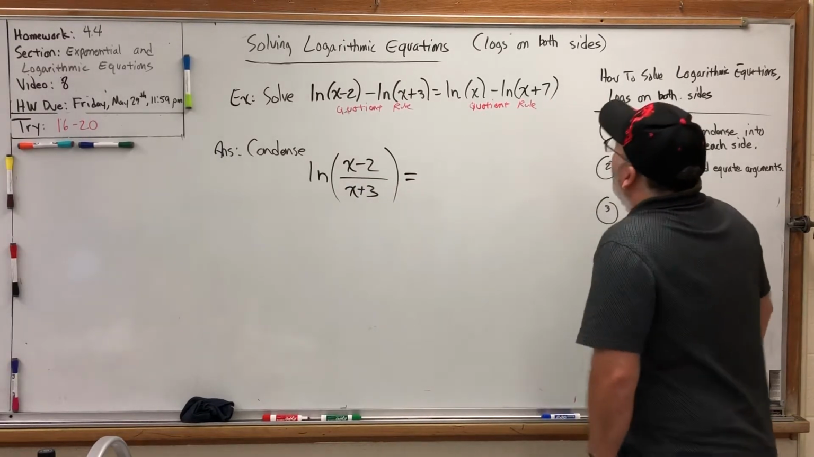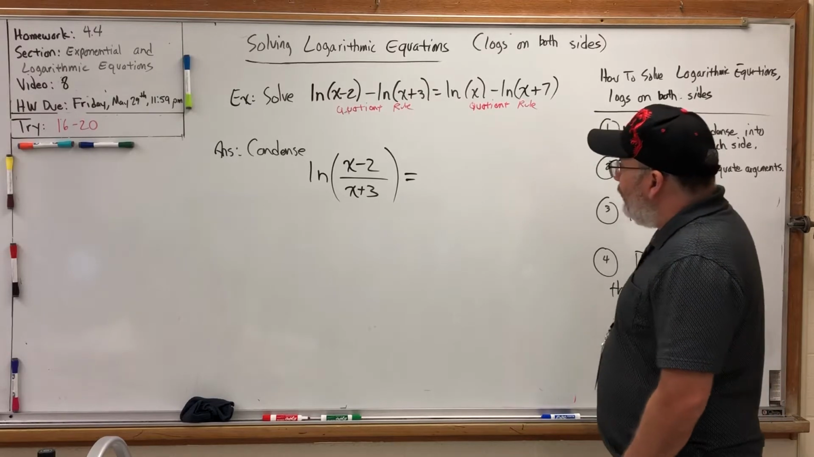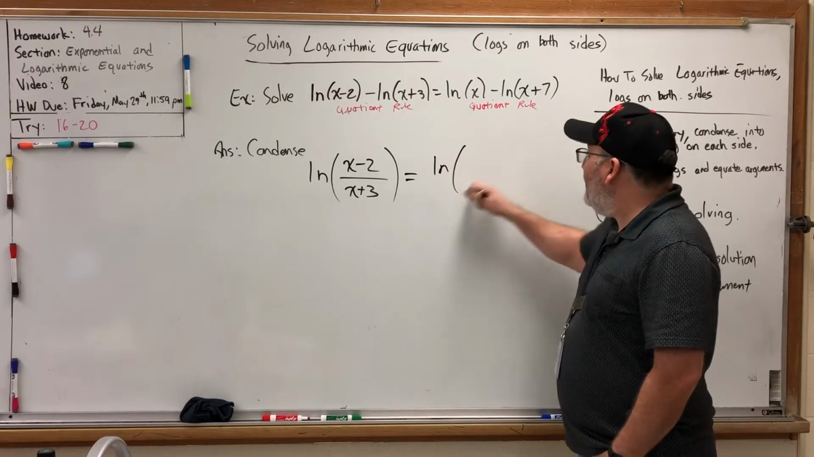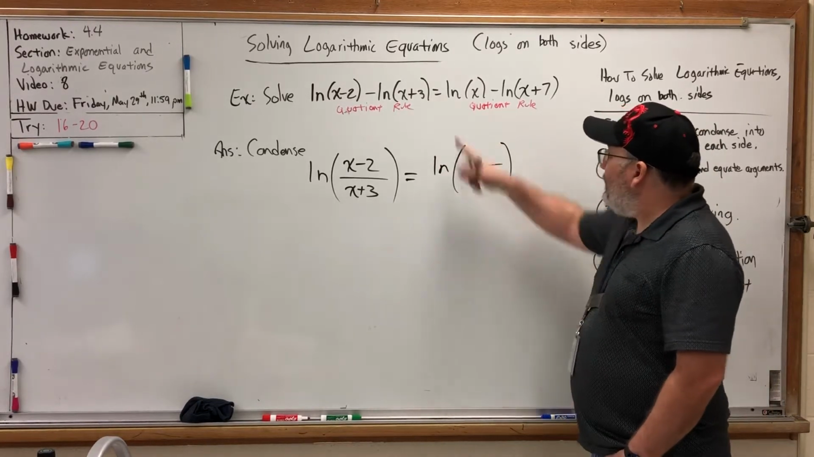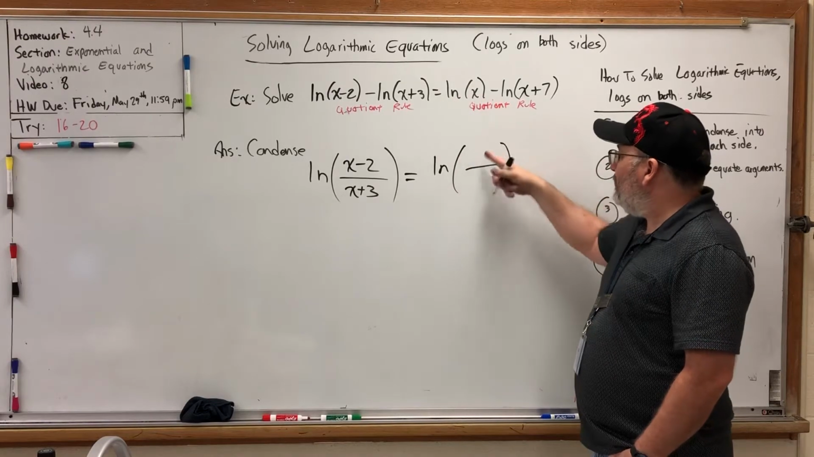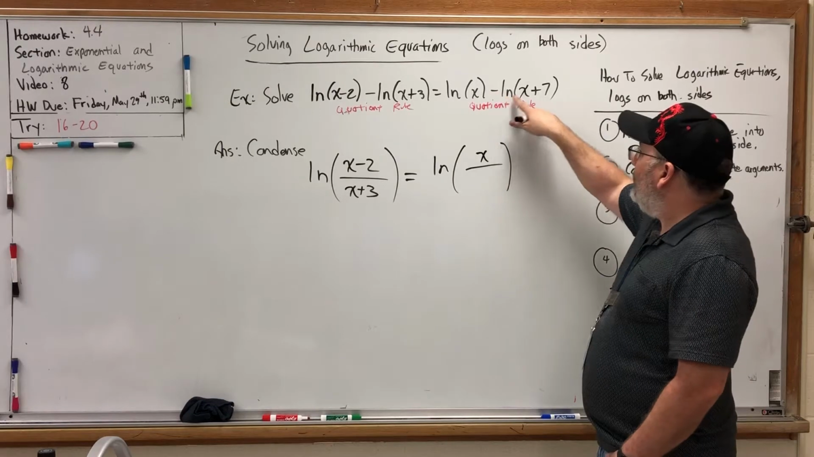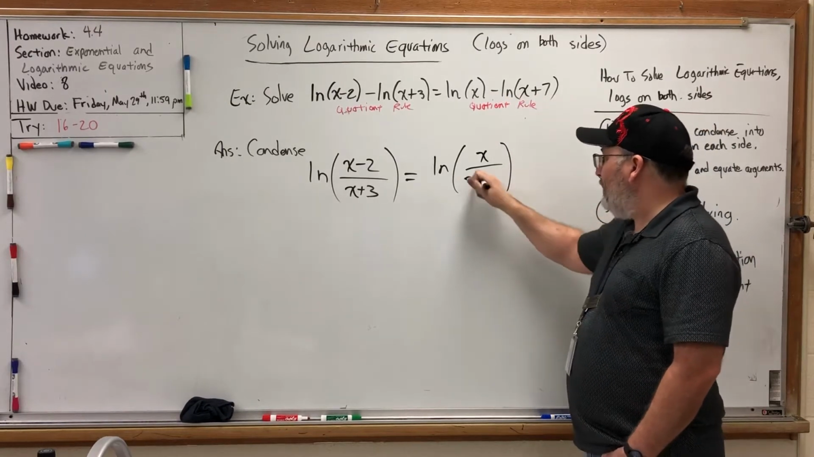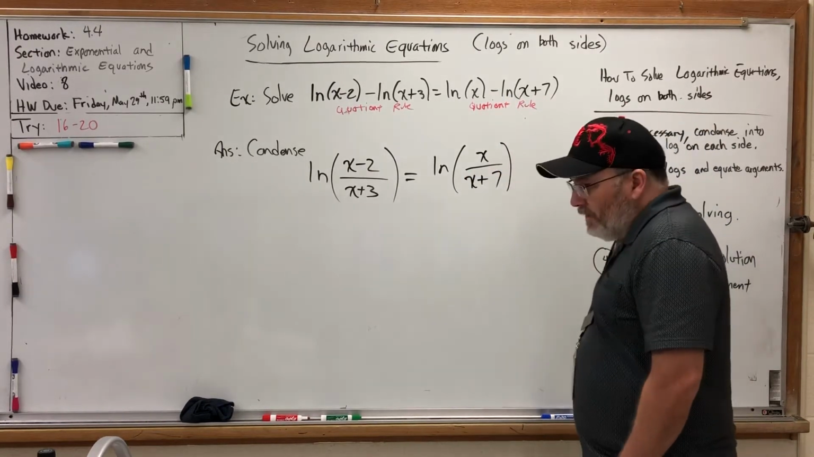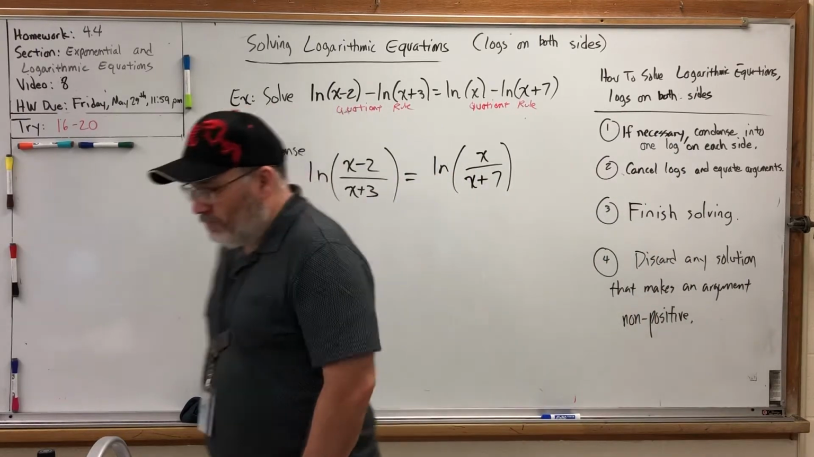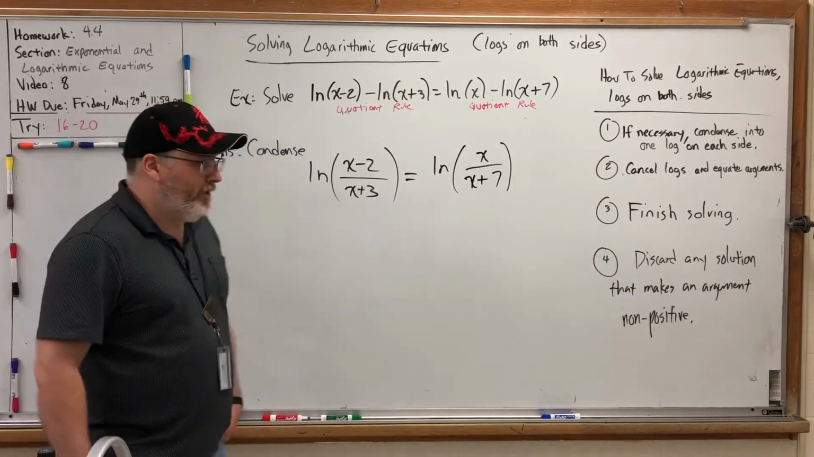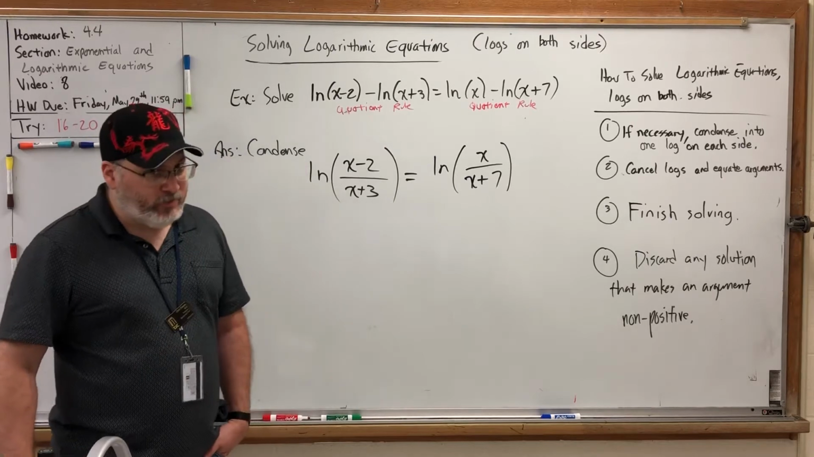All right. And on the right side, we have another quotient rule. So natural log of a fraction. The positive log's argument goes on top, so x on top. The negative log's argument goes on bottom, so x plus 7 on bottom. And on the right, we have the natural log of x over x plus 7. Again, don't you dare cancel those x's.